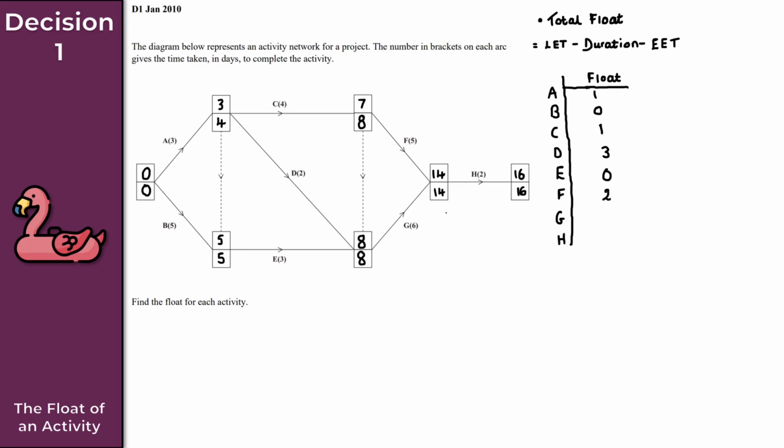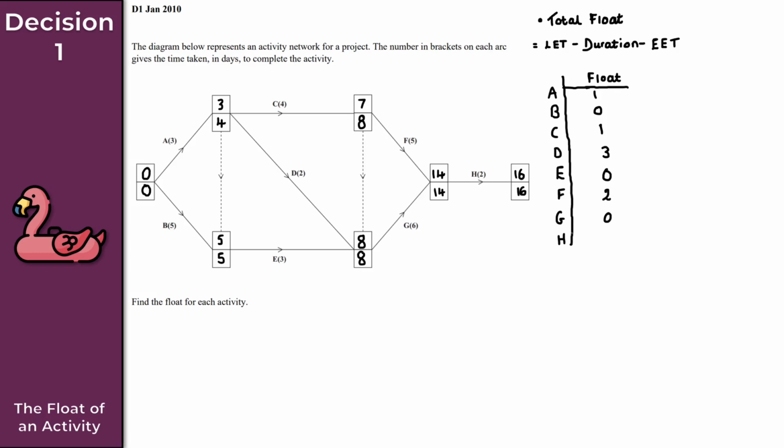So for activity G here, my late event time is 14, minus the duration, which is 6. So 14 minus 6, that gives us 8. We then subtract the early event time, which is also 8. So in that case then, 8 minus 8, we get a total float of 0. So again, activity G here would also be a critical activity. And the same is true here for E. I can't remember if I did mention it or not, but anyway, just so you're aware here, activity E would also be a critical activity.